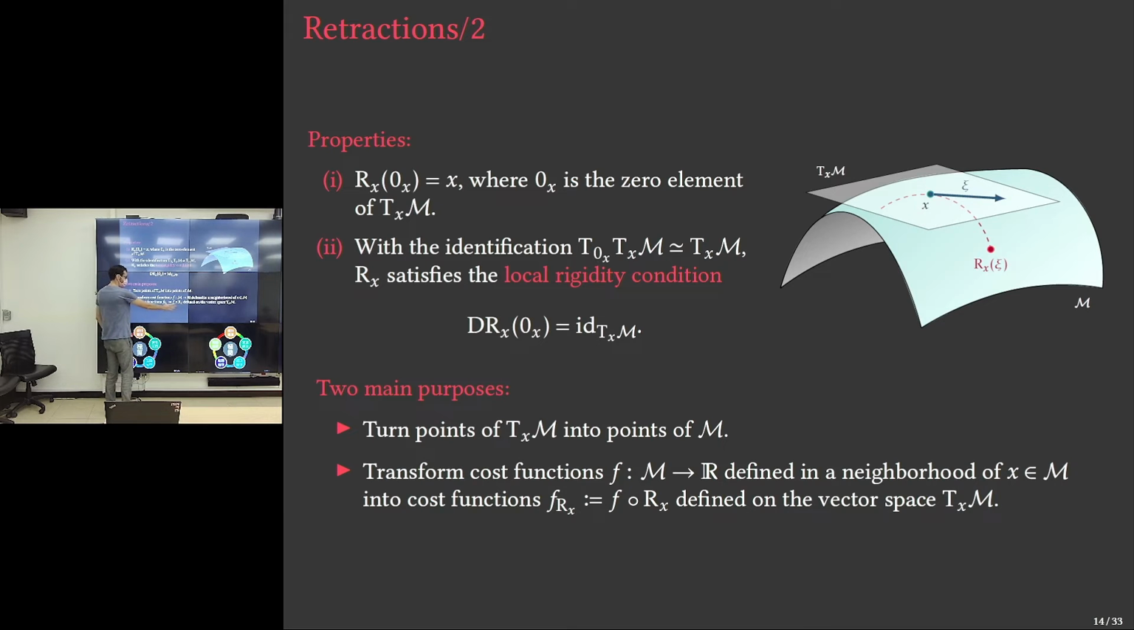So that's the reason why we ask for this local rigidity condition. It means that at X, the zero element of the tangent space, we have a kind of coherence given by the identity matrix when we take differentials of this composite function. There will be some formulas afterwards, in the context of BFGS, about the differential of this composite function.